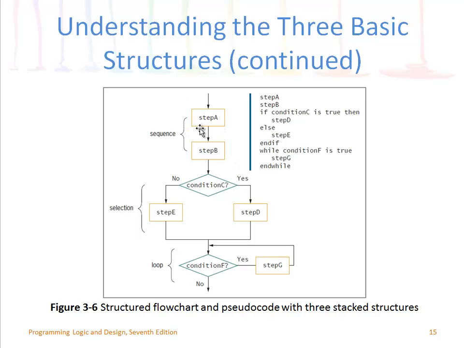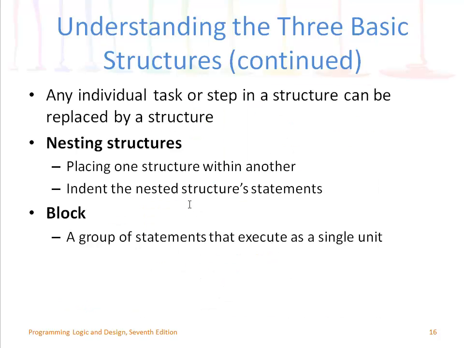We have a two-step sequence, and then we have a dual alternative selection structure with a single step depending on which, yes or no, and then we have a loop that has another step depending on if that condition is met. And that's just simply stacking. What's important here is that each structure has one entry and one exit.